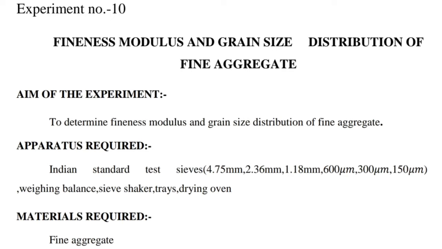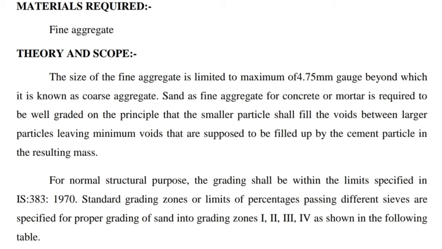Apparatus required: Indian standard test sieves 4.75 mm, 2.36 mm, 1.18 mm, 600 micron, 300 micron, 150 micron, weighing balance, sieve shaker, trays, drying oven. Materials required: fine aggregate. Theory and scope: the size of the fine aggregate is limited to a maximum of 4.75 mm gauge, beyond which it is known as coarse aggregate.